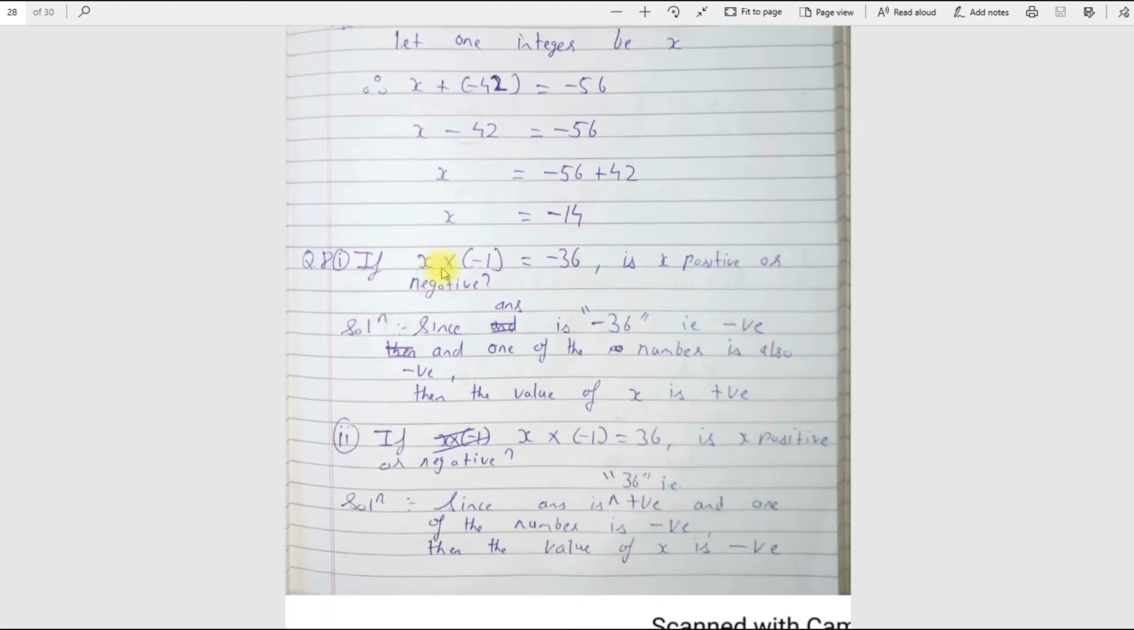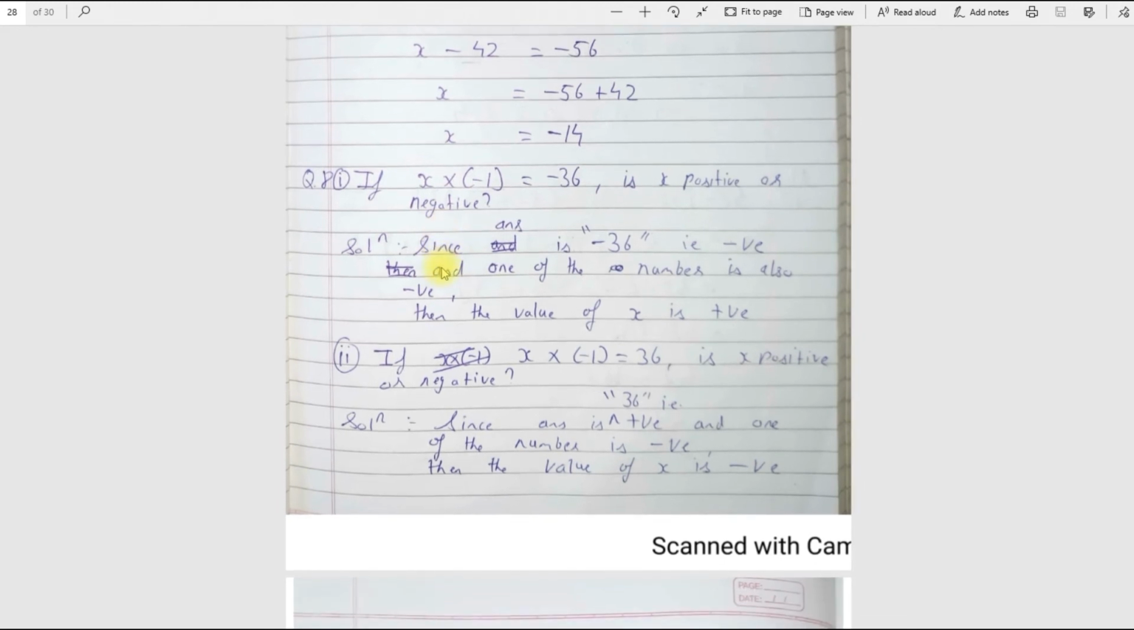Next, question number 8. If x into minus 1 is equal to minus 36, is x positive or negative? Means what is the value of x, is it positive or negative? As per my thinking, it will be positive. The reason is that I'm getting the final answer minus 36. So we know that when we multiply positive into negative, we get negative. So I can say that one of the values is already negative, then this particular value should be positive.